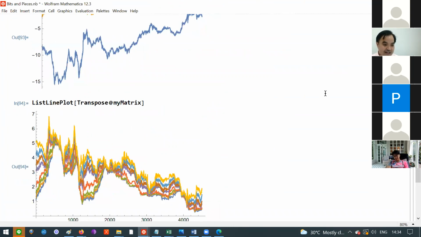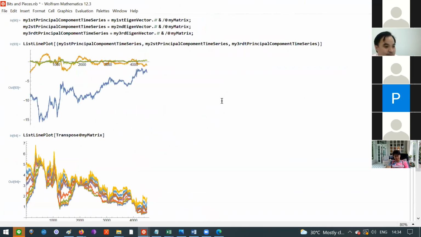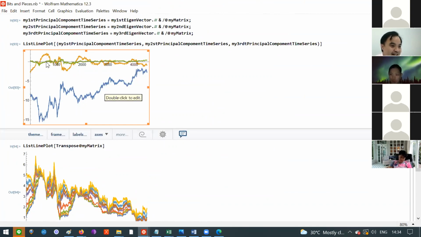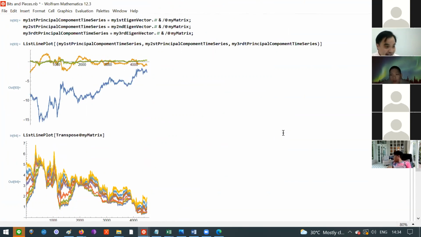Okay. Anybody notice something? I haven't given you the label, but it goes blue, yellow, and green. So this is my first component, my second, and my third. Now it has the same movement through time. If I put them side by side, can you notice anything?